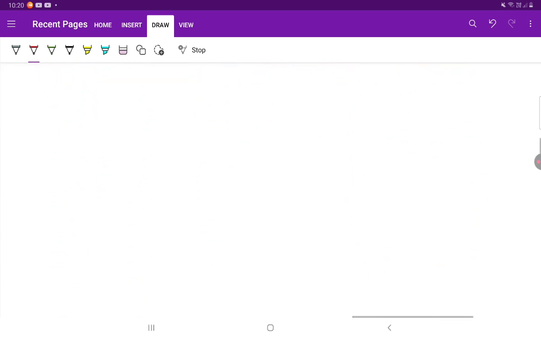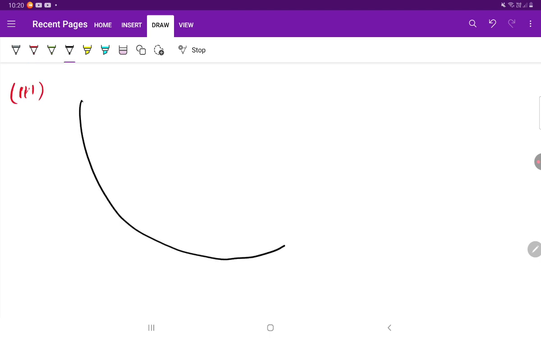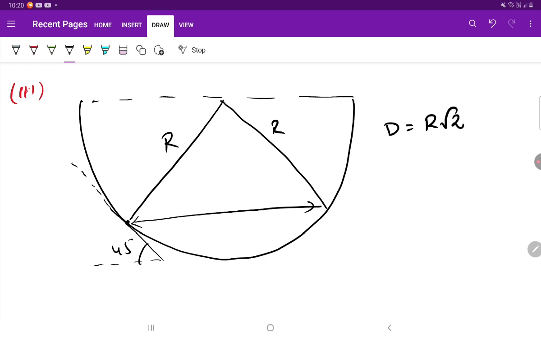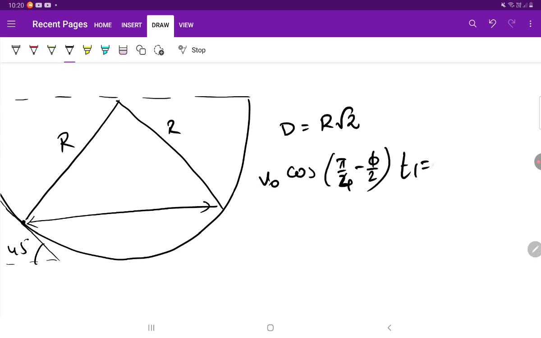By using the previous result, I can say that the hemispherical well is something like this. Then the oscillation or the motion will take place from this point such that this will make 45 degrees, right? So basically my d in this case will be R root 2, right? One thing I can say is that v naught cos(pi by 4 minus phi by 2), that is for one of the paths, into t1 is equal to R root 2.